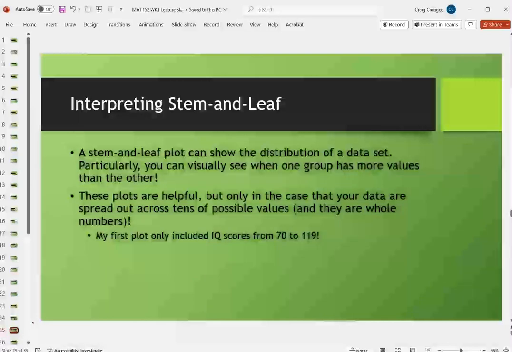Stem and leaf plots are great, and they show you that distribution. They're not always the best, and they can be a little complicated to make.